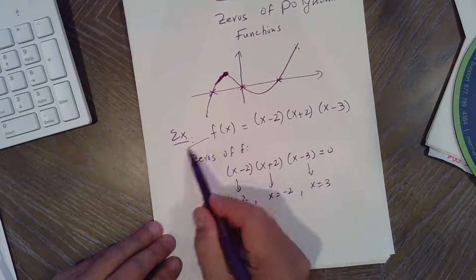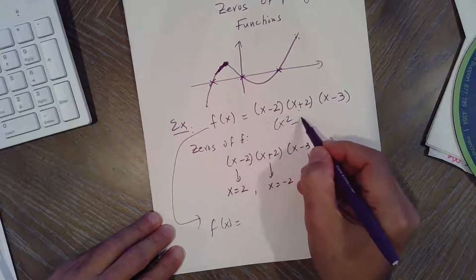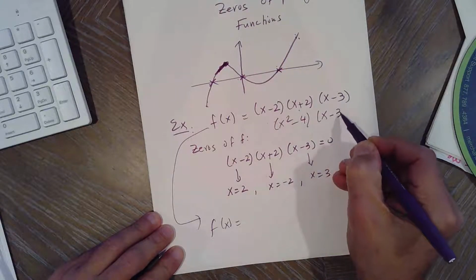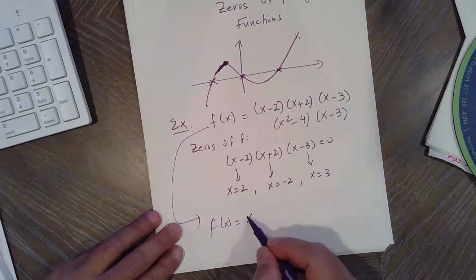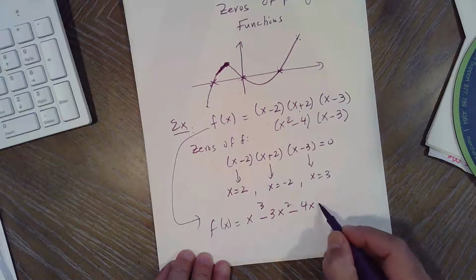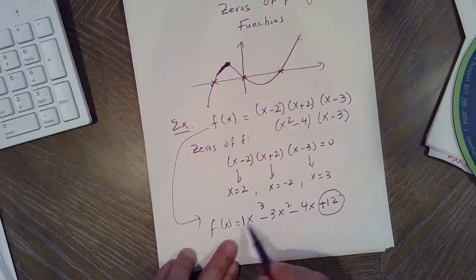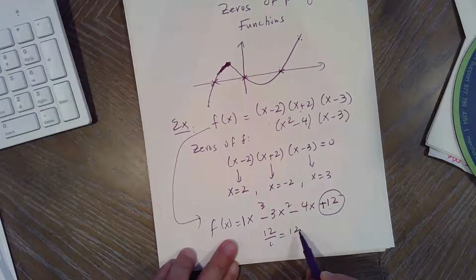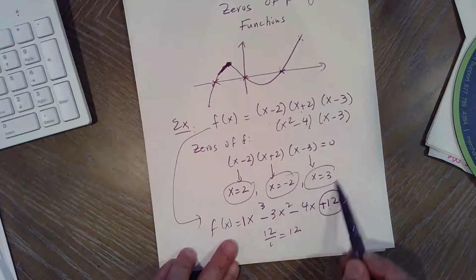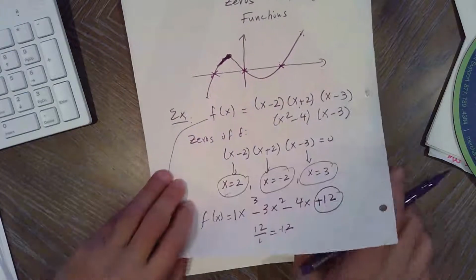Now if we multiply it out, x minus 2 times x plus 2 is the difference of two squares, x squared minus 4. And then if you FOIL that, you get x cubed minus 3x squared minus 4x plus 12. If you look at the 12 and the 1, 12 over 1 is 12. The 2, the negative 2, and the 3 are all factors of 12. They all divide 12 evenly. That's no coincidence, okay? That's exactly what we're going to talk about next.